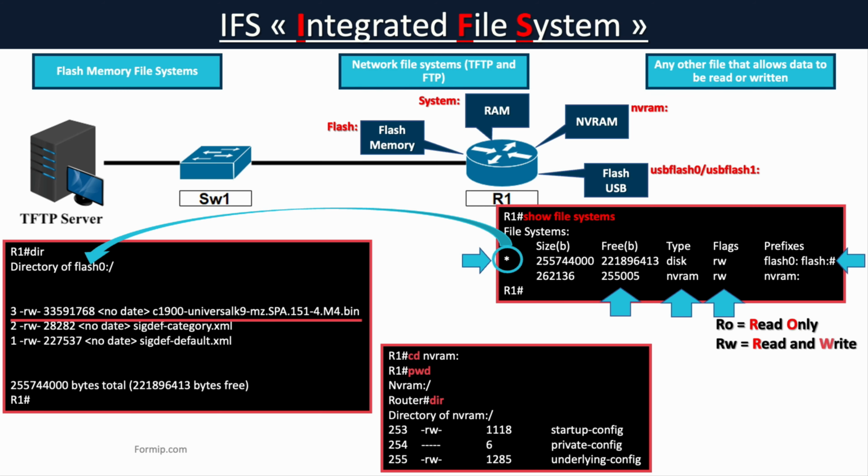Now, if we want to display the contents of the NVRAM, then we have to change the directory, because by default, we were on flash memory. The command cd nvram allows you to enter the NVRAM directory. If afterwards we run pwd, which displays the directory where you are, you can see that you are now in the NVRAM directory, and the dir command allows you to display its contents. Here, the most important file is the startup-config file, which is the startup configuration file.